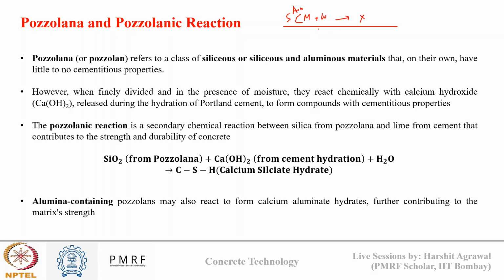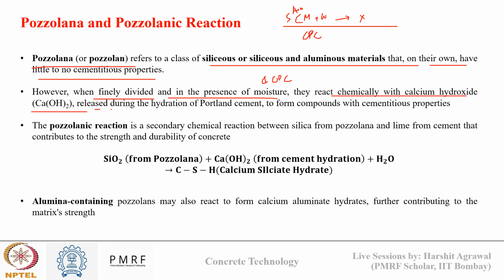But if we have OPC also present in the system, then SCMs react to form hydration product. So this nature of SCMs is known as pozzolan. It refers to a class of siliceous and aluminous material which on its own doesn't have any cementitious property. However, in a finely divided form and in the presence of moisture and cement, they react chemically with calcium hydroxide released during the hydration of Portland cement to form cementitious compounds.